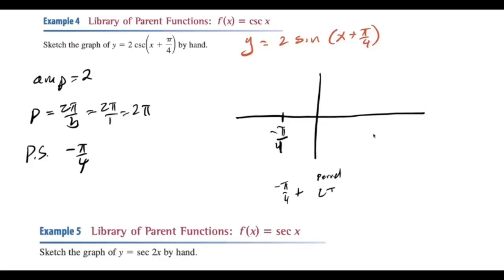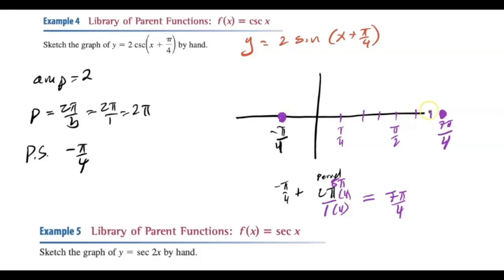Period's 2 pi. Common denominator for 1, 4, and 4. I get 8 pi over 4. Negative pi over 4 plus 8 pi over 4 is 7 pi over 4. We're going to end up at 7 pi over 4. Let's say it's 1 pi over 4, 2, 3, 4 pi over 4, so that's pi over 2, 5, 6, 7, 7 pi over 4. We'll say it's right there. That's where our graph's going to end.